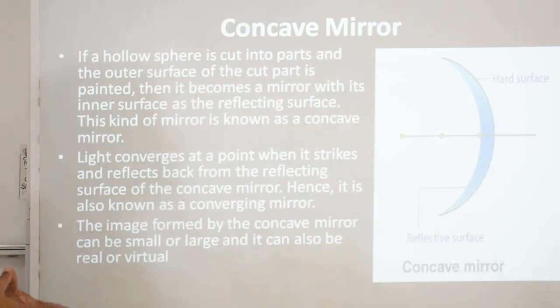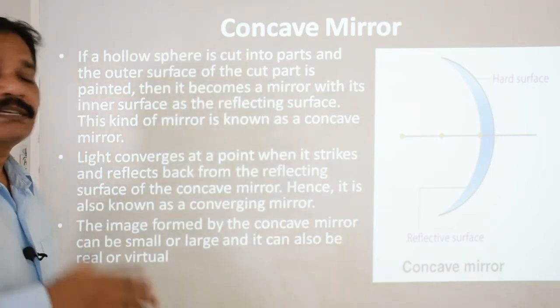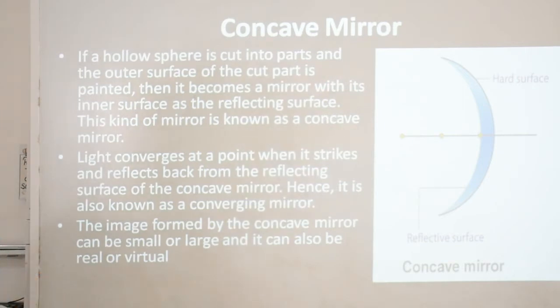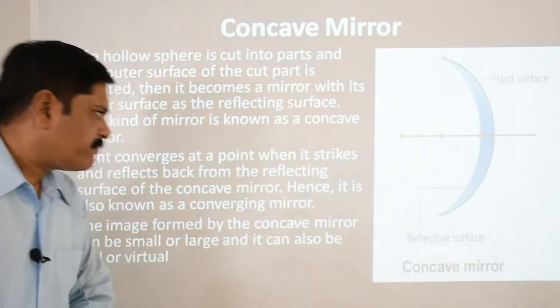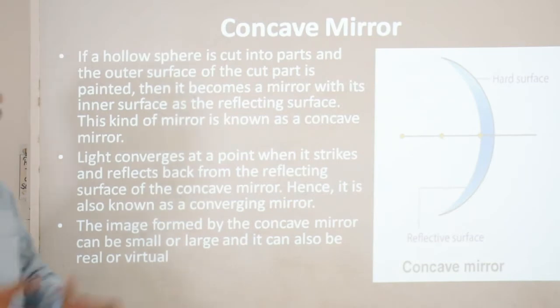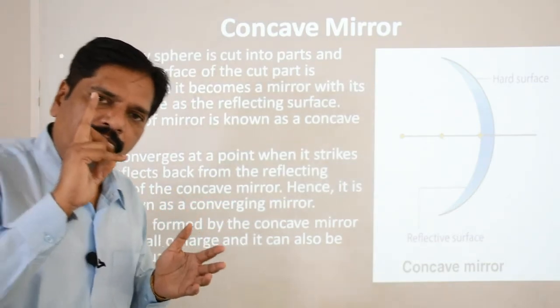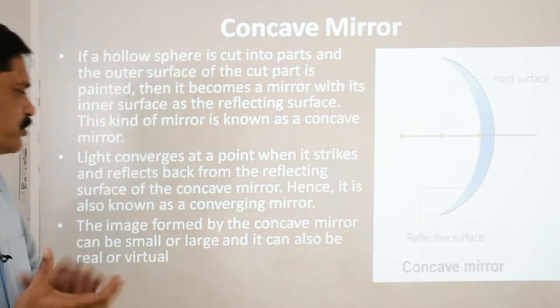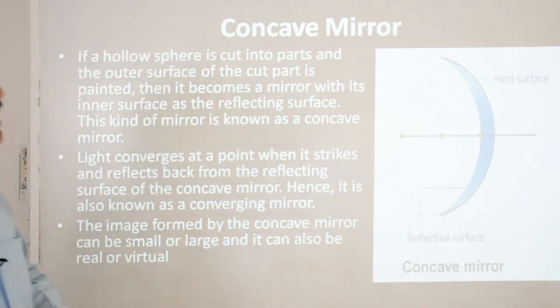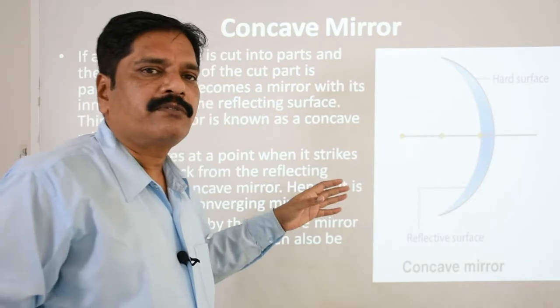So that's why this concave mirror is called a converging mirror, okay. And next one thing, the image formed by the concave mirror is always small when it is real, and at only one point it will form the virtual image, okay. So basically, what are the basic facts which we learn?